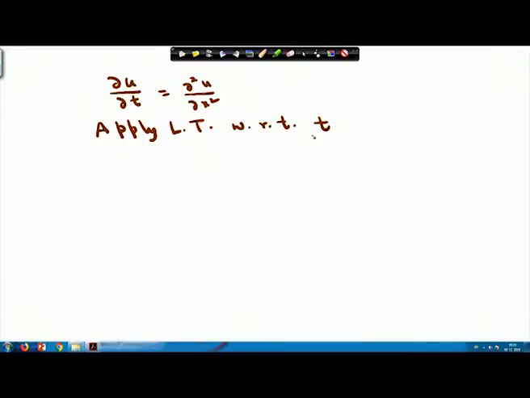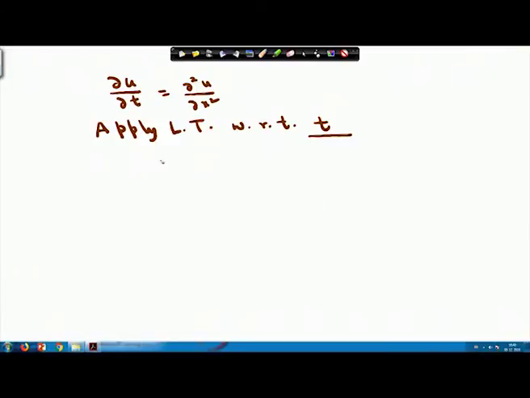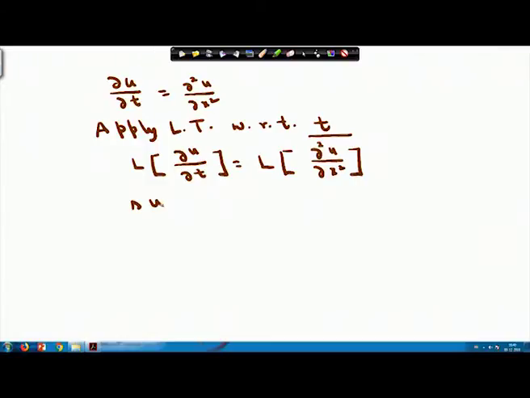Please note this one. We are applying the Laplace transform with respect to the variable t. The reason we have told you is that I cannot use any other transform technique over here, so that whenever I am taking the Laplace transform of del u del t, this equals the Laplace transform of del squared u del x squared. The Laplace transform of del u del t is s u bar (x, s) minus u(x, 0) from the formula.